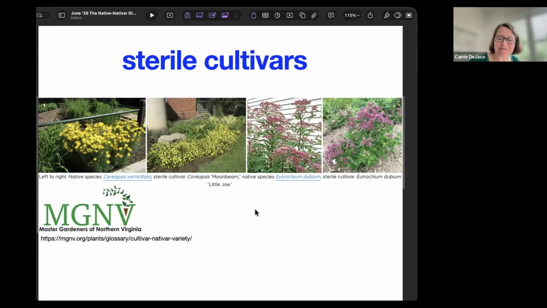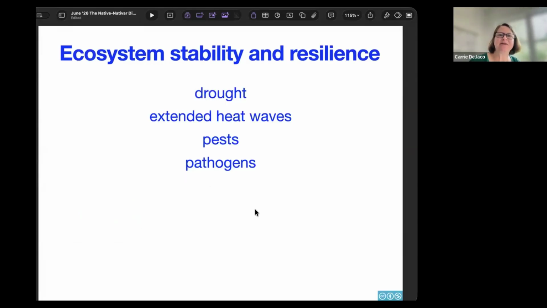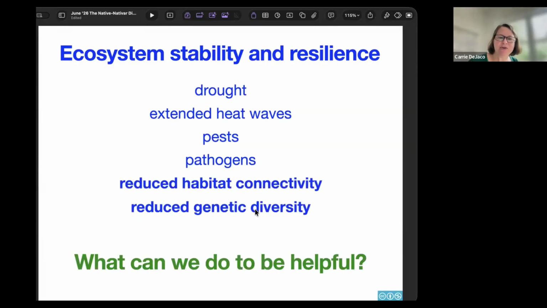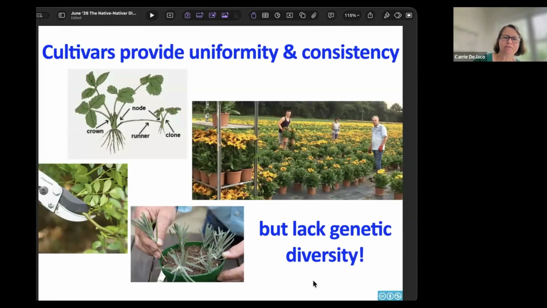Nature will find a way. In terms of ecosystem stability and resilience, it's better for the ecosystems if we have a variety of genotypes there. If we don't stick with just the cultivars, but actually have more variability within our habitats, what we can do to be helpful is try to get those genetic differences among our plants.